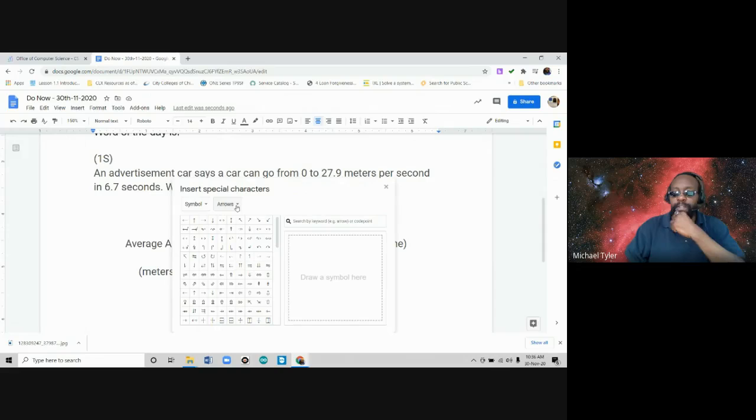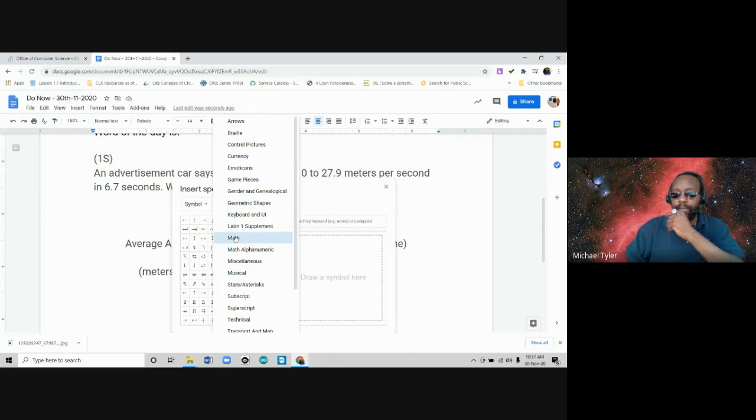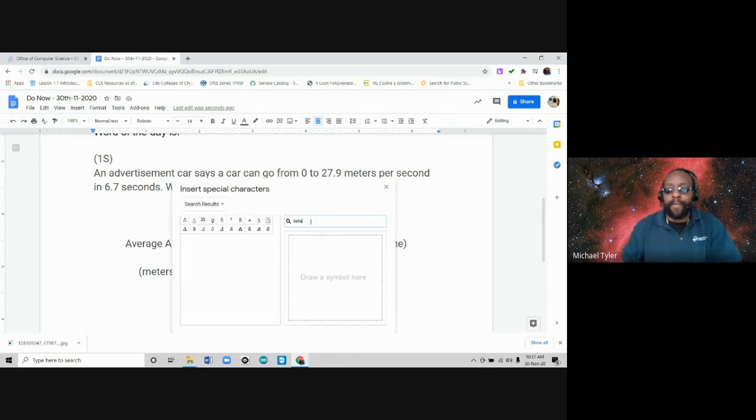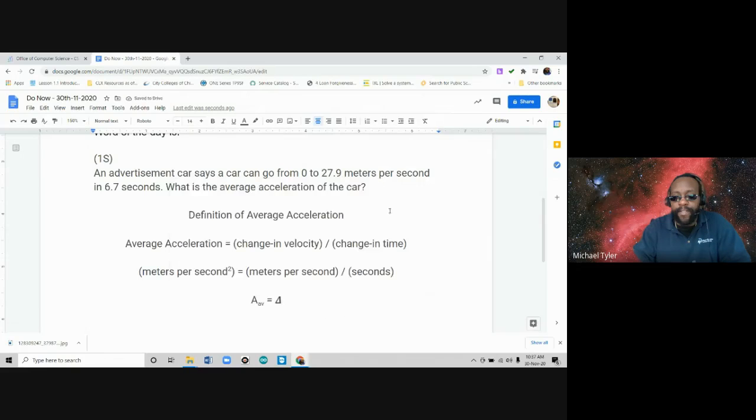And make sure you change arrows if this is selected to math. Okay. Once you do that, you type D-E-L-T-A. Now I'll give you the delta symbol. You can pick any one, as long as it looks like delta. Don't pick the lowercase delta. I'm talking about the uppercase one. So it looks like this, right? Once you click on it, it'll insert automatically, and it looks just like that.